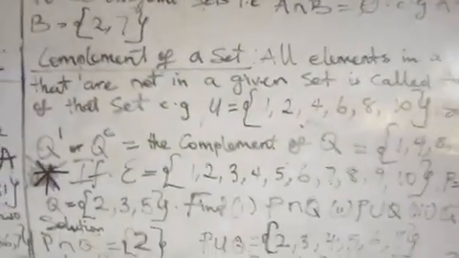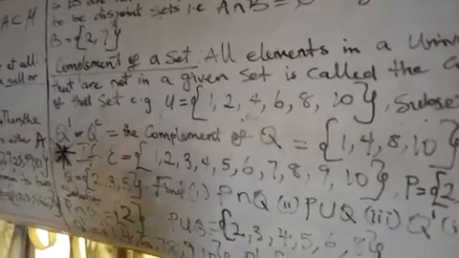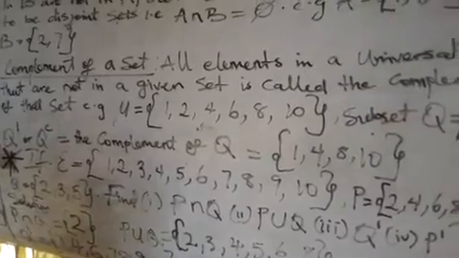So we have the complement of a set. All elements in the universal set that are not in a given set are called the complement of that set. Don't forget that we said something about the universal set, which is a set that comprises all elements that you can find in other subsets. You understand now?